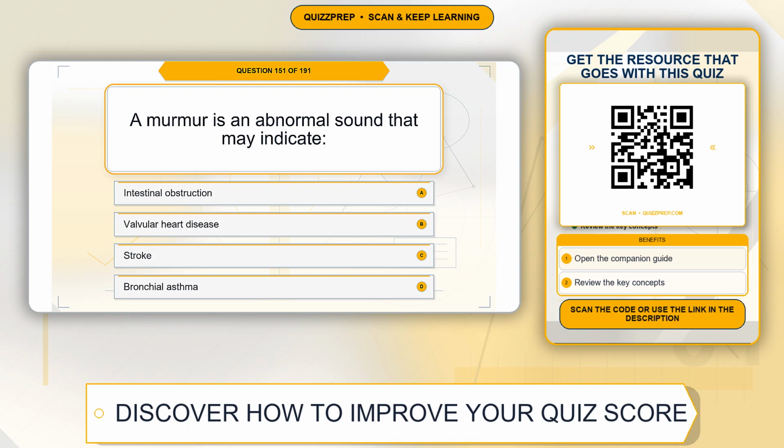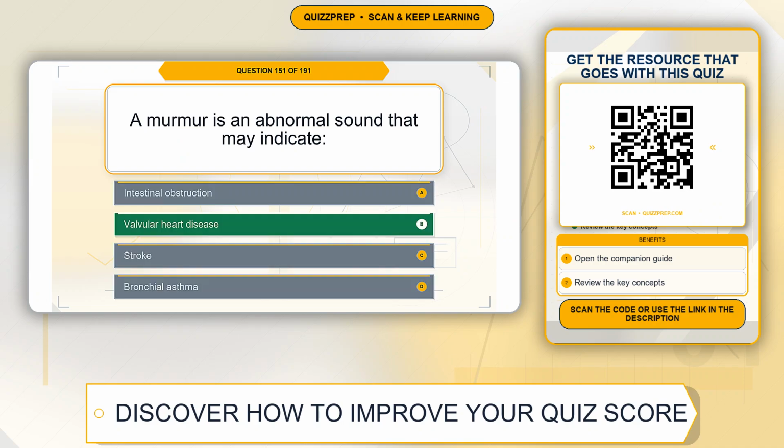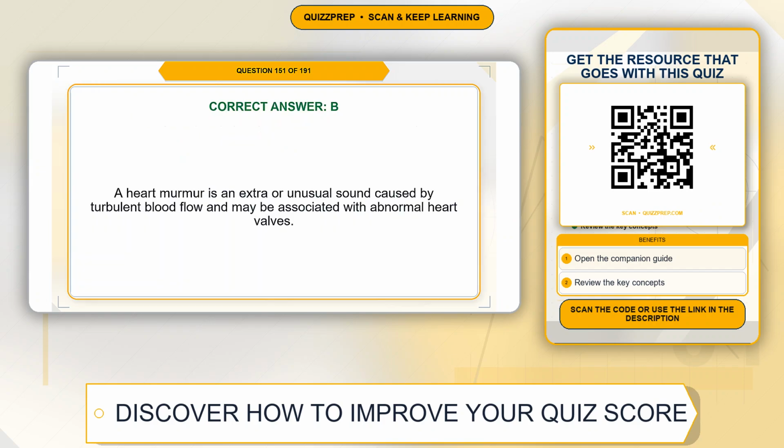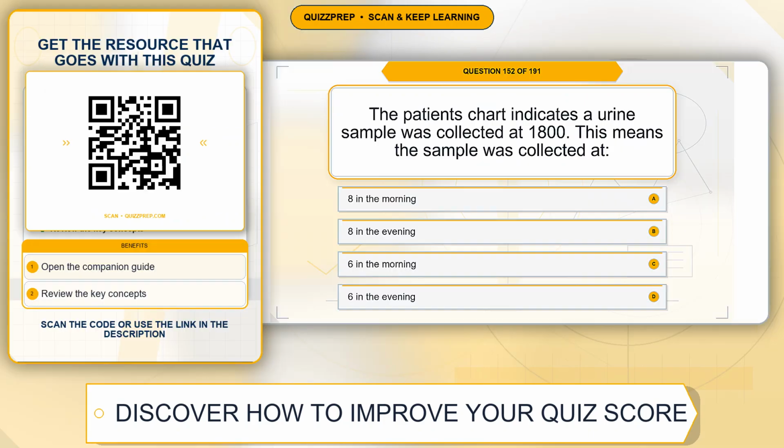Question 151. A murmur is an abnormal sound that may indicate: Option A, intestinal obstruction. Option B, valvular heart disease. Option C, stroke. Option D, bronchial asthma. The correct answer is option B, valvular heart disease. Explanation. A heart murmur is an extra or unusual sound caused by turbulent blood flow and may be associated with abnormal heart valves.